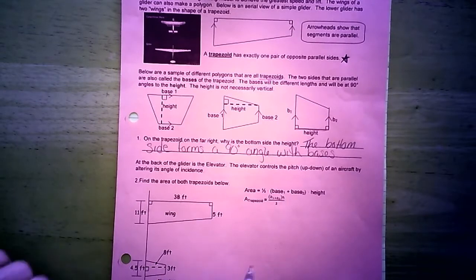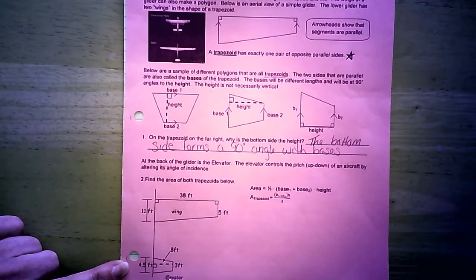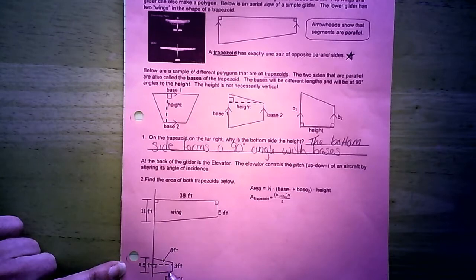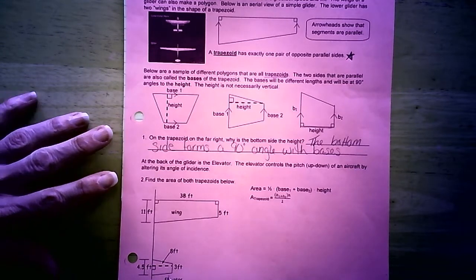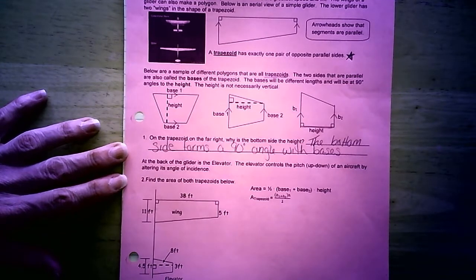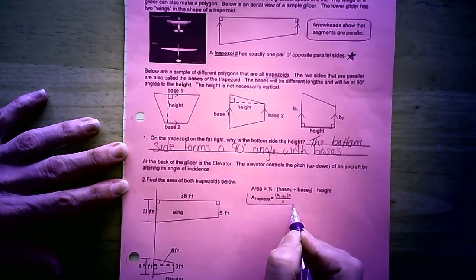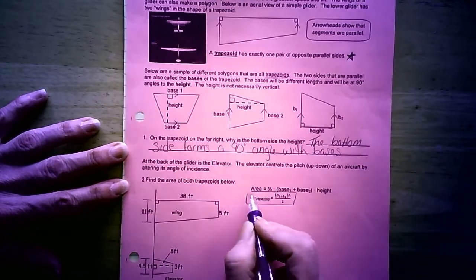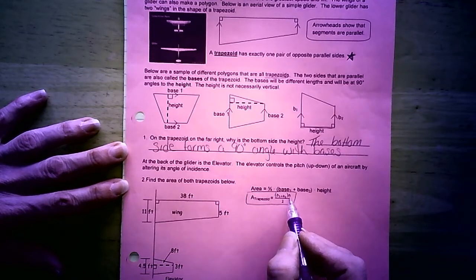So at the back side of the glider is the elevator. The elevator controls the pitch, or how much up and down the aircraft is going to change based on tipping this forward or backwards. So we are going to take a look at finding the area of the elevator as well as the area of the wing. So our formula for area of a trapezoid is we're going to take the sum of the bases, we multiply it by the height, and we divide by 2.